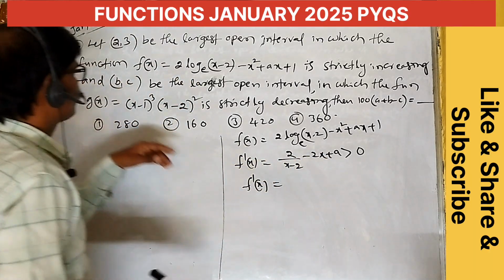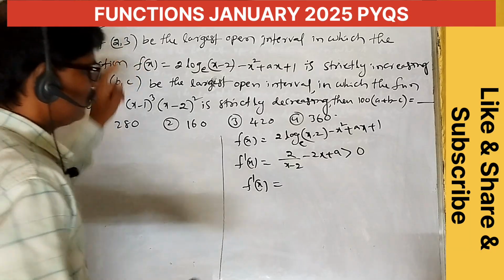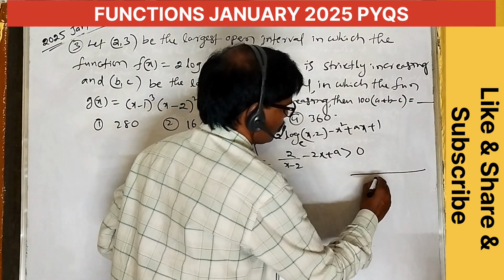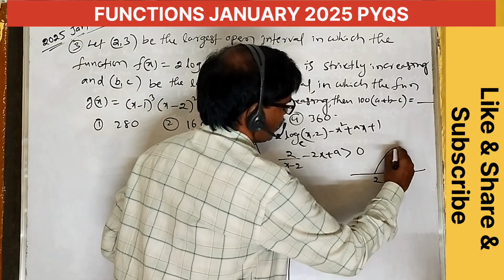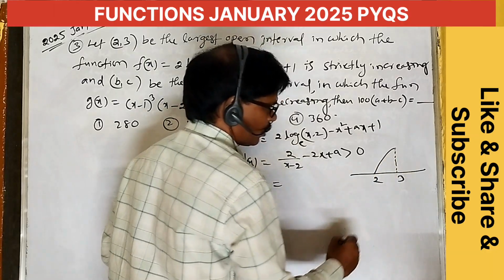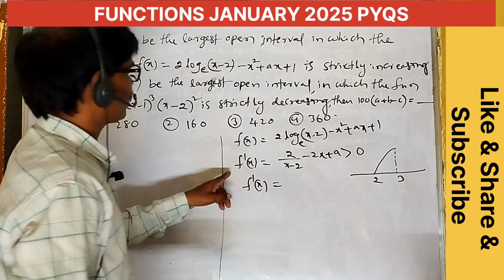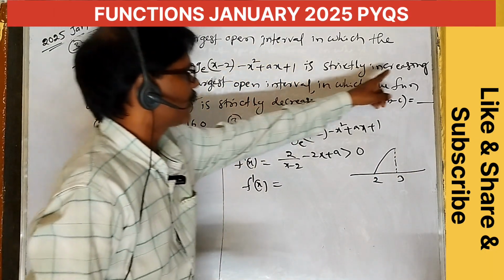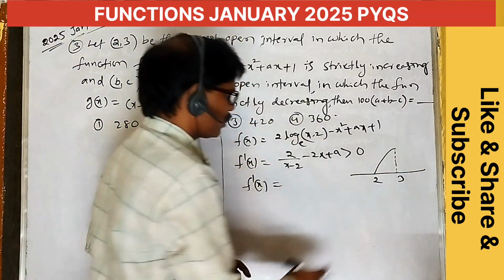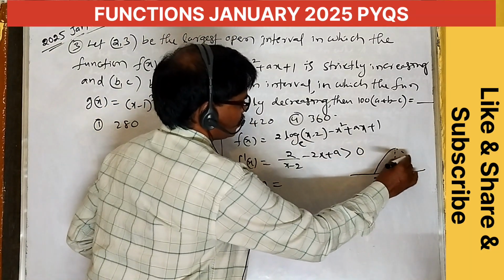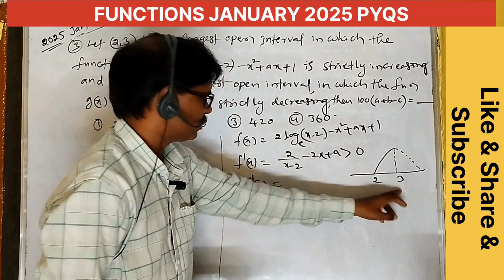What is the interval? This is the interval, 2 to 3. It is increasing from here to here. Is this an increasing or decreasing function? Strictly increasing on the interval means that at x is equal to 3, beyond it going downward means decreasing. So x is equal to 3 is the end of the increasing interval.